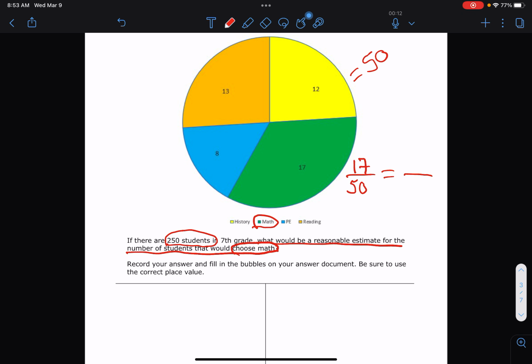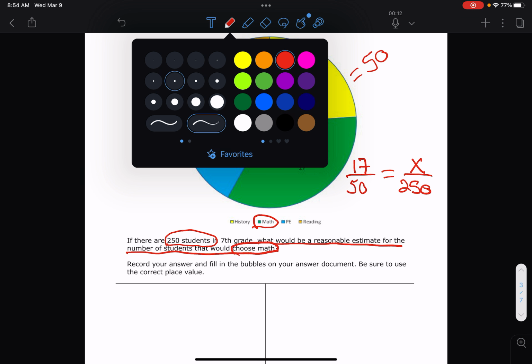So now on this side, it says if there are 250 students in 7th grade, what would be the reasonable estimate? So 250, is that part of my 7th grade or my whole 7th grade? You said whole, that is correct. So that's going to go down here at the bottom. And then I'm looking for the part, or what is equivalent to 17. So now I am going to cross multiply.